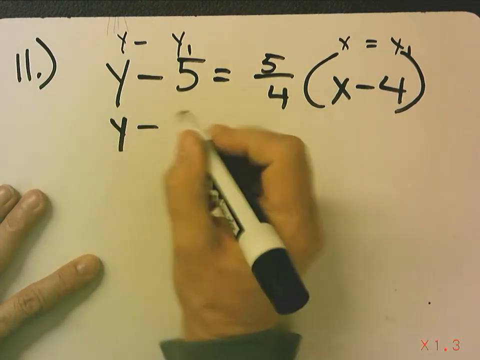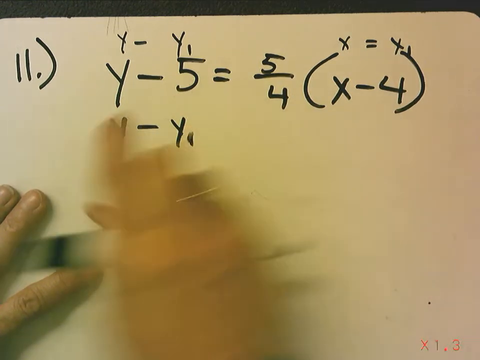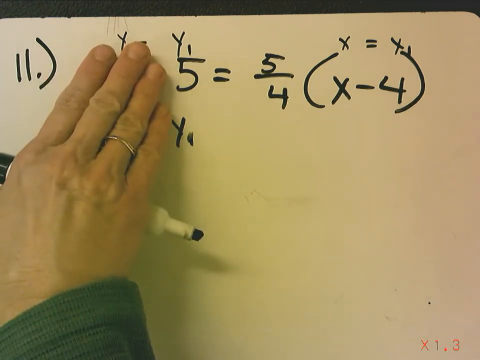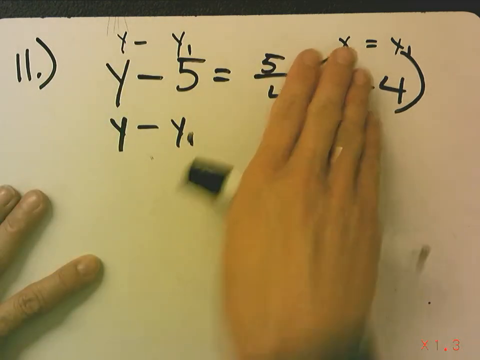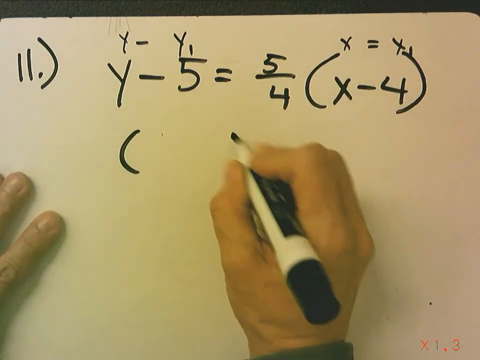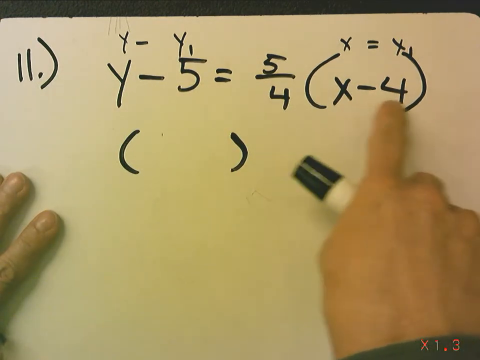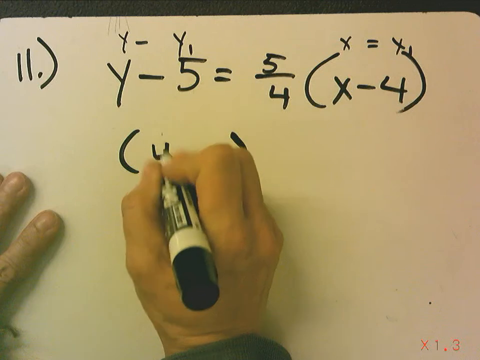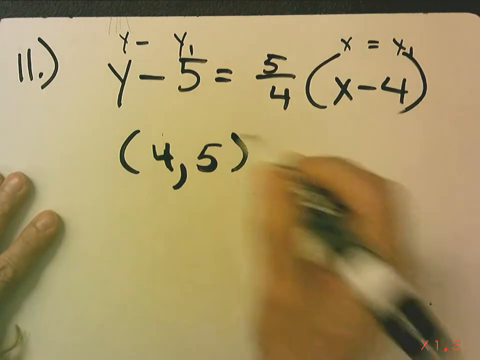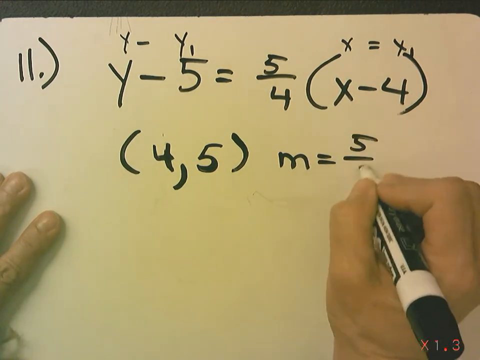y minus y sub 1. So, if this is y minus y sub 1 would be +5, and x sub 1 would be +4. So when you're identifying your point, you have to remember, do this one first, do the opposite sign of what you see. So this would be 4, and the opposite sign of this would be 5. So the point would be 4, 5, the slope would be 5/4.